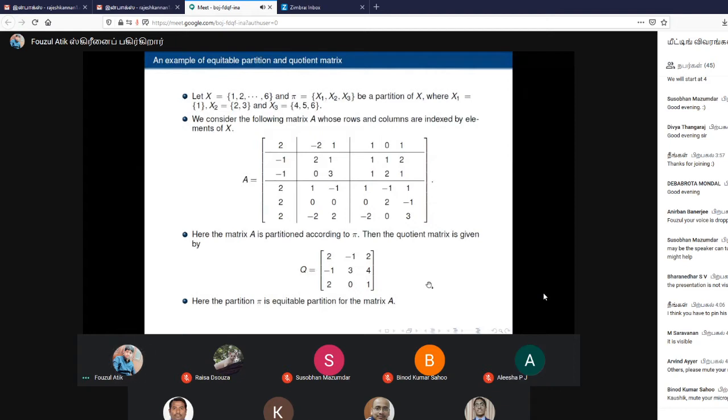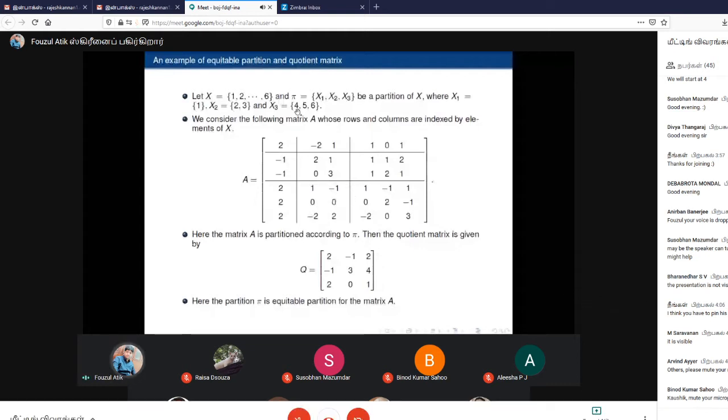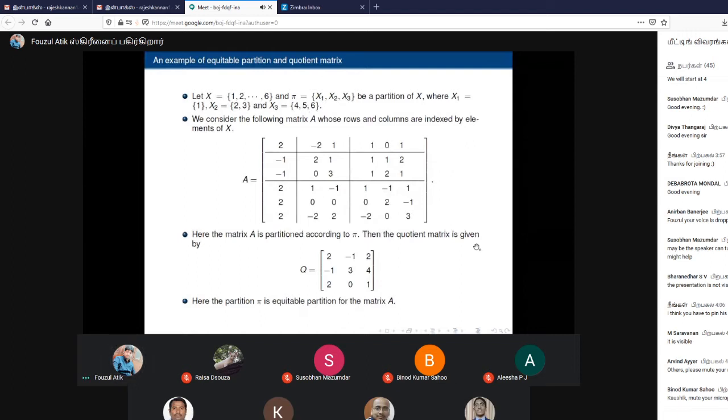Here, as the matrix has this kind of situation, the partition phi for the set X, for the case of this matrix A, we call it an equitable partition for the matrix A. So the equitable partition of a matrix is clear. We will have some more examples also. If you have some question, you may ask.